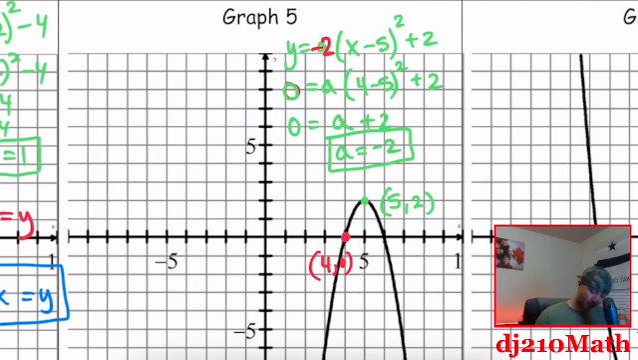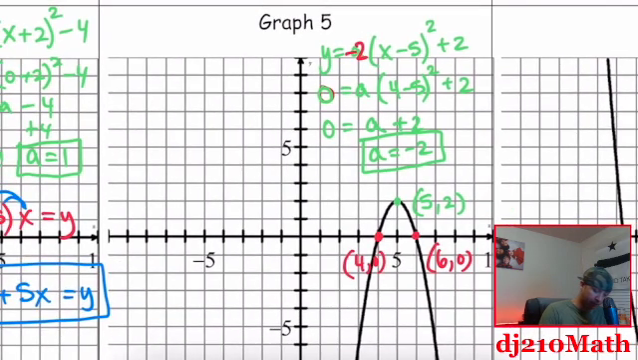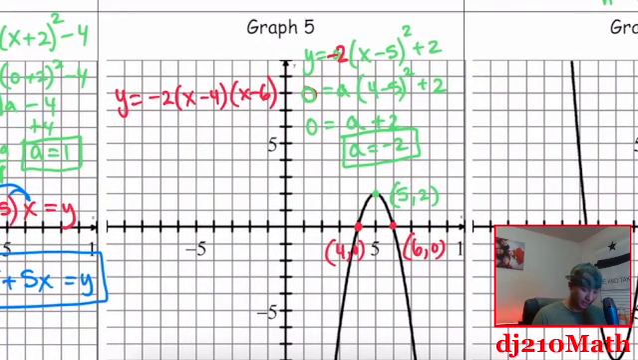Okay, the other x-intercept, 6, 0. So the x-intercept form is going to be y is equal to a, in this case negative 2, times (x minus 4) times (x minus 6), right? Inside lies, so it's the opposite. And that is the x-intercept form.